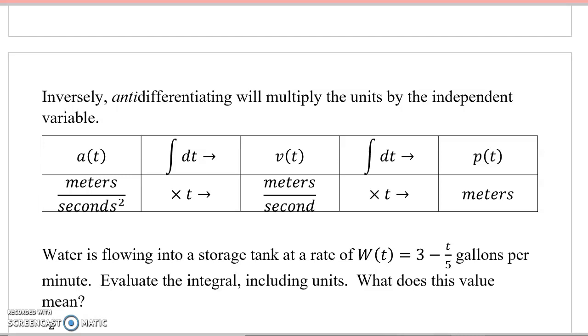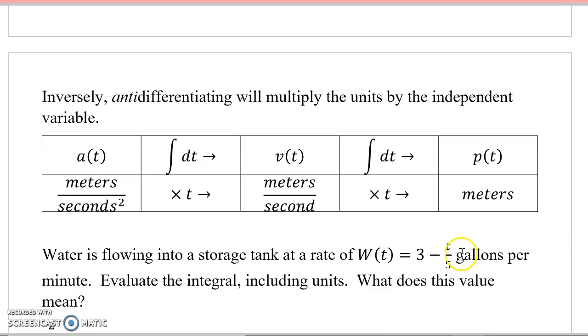So we normally introduce this concept using motion because it might be the most relatable. People are always moving around. But we can also measure rates of change in other units, right? We don't have to be talking about distance per time. We could be talking about volume per time. For example, in this problem right here where it says water is flowing into a storage tank at a rate of W of t equals 3 minus t over 5 gallons per minute.